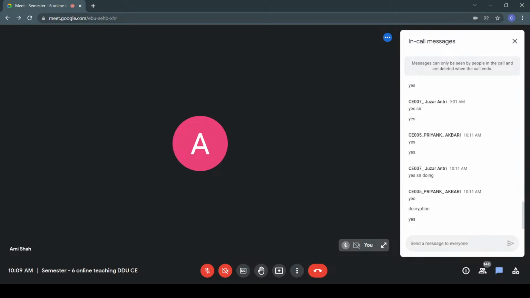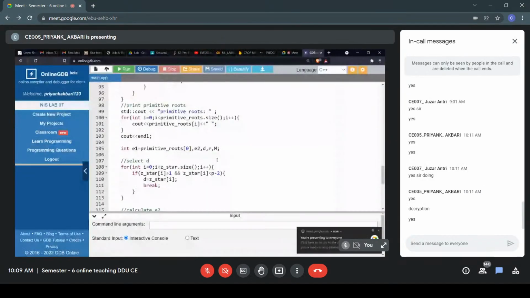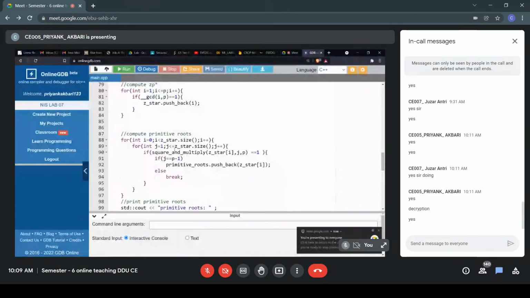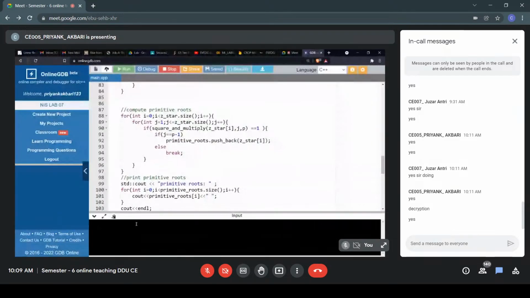Yes, ma'am, your screen is visible. Here in this code, I have completed primitive root and stored it into a vector of primitive roots. So I will show you how it works. First, I need to enter any prime number. Let me enter 7. For that, the primitive roots are 3 and 5. And the public key and private key are displayed.